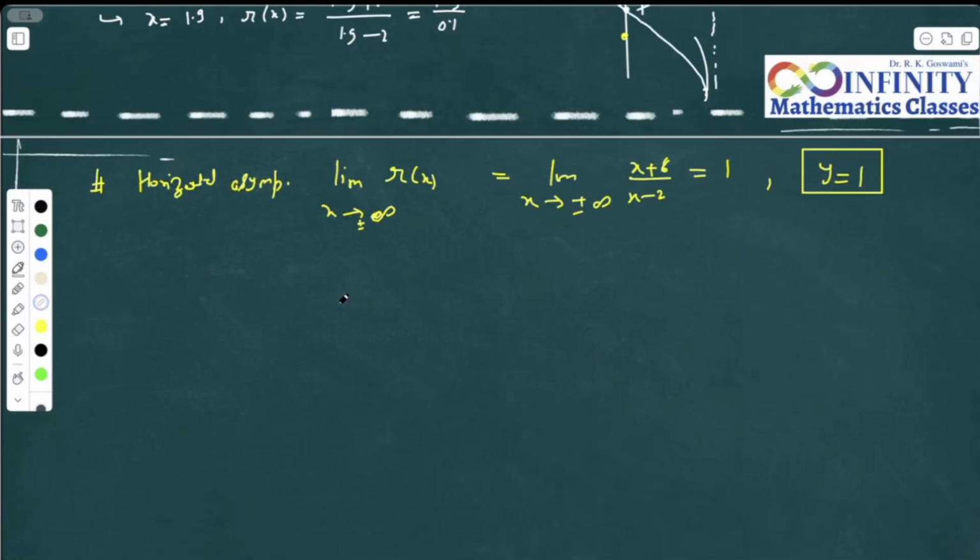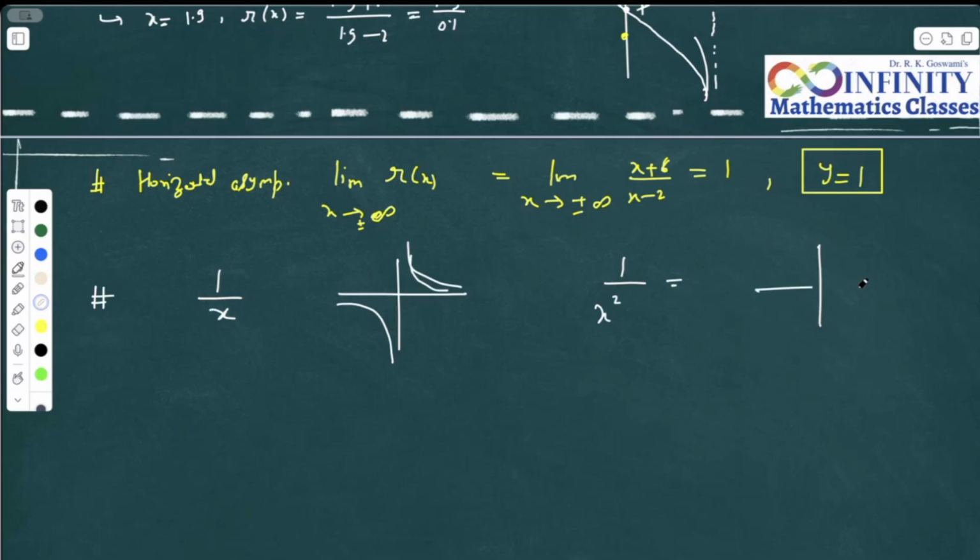Additionally, we need to learn something. Whenever there is a function like 1 upon x, the graph of the function will look like this in the first and the third quadrant. Whenever the function is 1 upon x squared, it is going to be in the first and the second quadrant. So some graphs should be remembered. So this is the graph of the function. Any doubt? No. Perfectly okay.